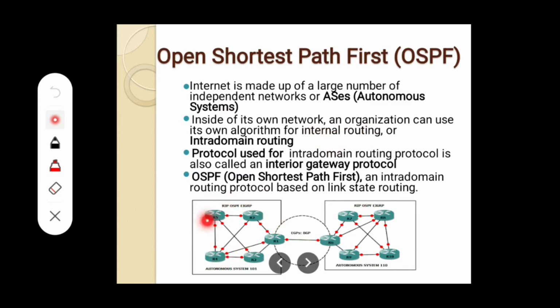This autonomous system will be using a particular algorithm. This will be using another algorithm. Okay, so all these autonomous systems can use their own routing. Okay, so that is called intra-domain routing. Such a routing is called intra-domain routing. Okay, so the protocol used for this intra-domain routing is also called interior gateway protocol.